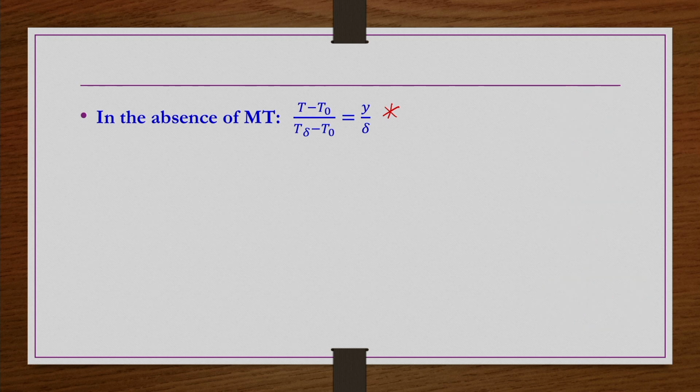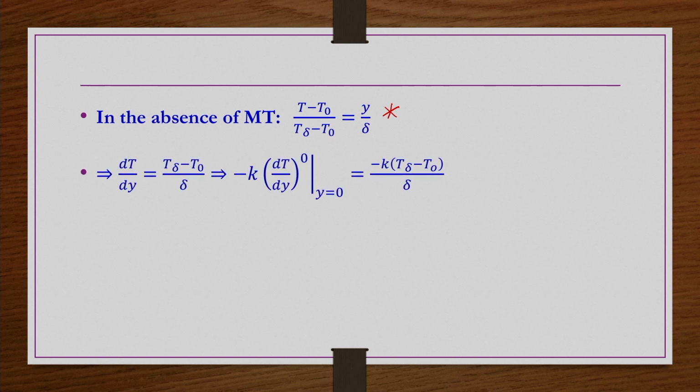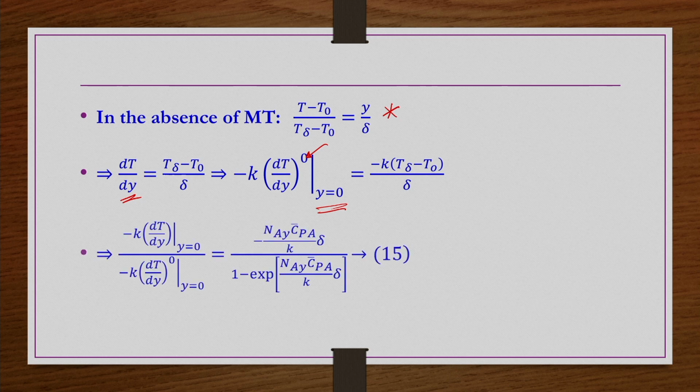So now in the absence of mass transfer we have this linear temperature profile. For this case also we try to find the rate of heat transfer. For that we get dT/dy, which is nothing but (T_δ minus T_0) by delta. Now we multiply by minus k on either side and substitute y equals 0. This superscript naught indicates the absence of mass transfer, so that we can compare the rates of heat transfer in the absence and in the presence of mass transfer. So this is in the presence of mass transfer, showing how the rate of heat transfer is affected, and this is in the absence of mass transfer.